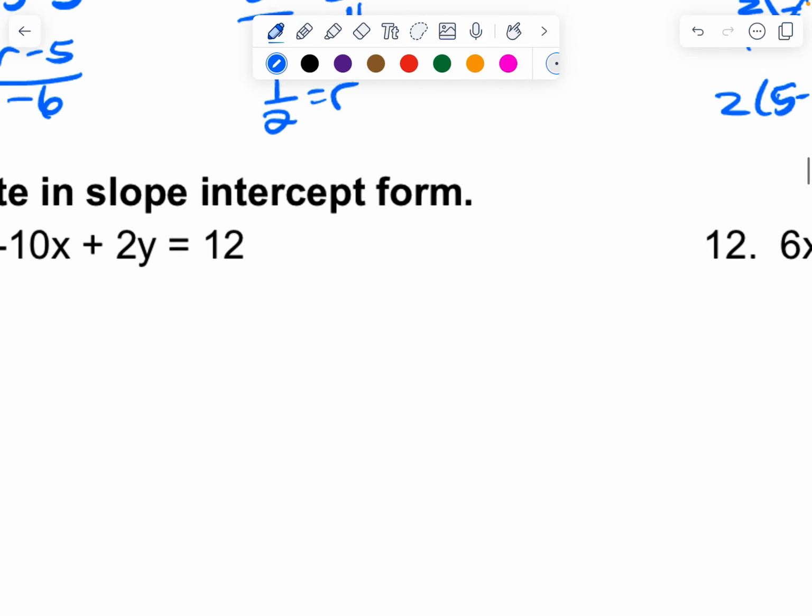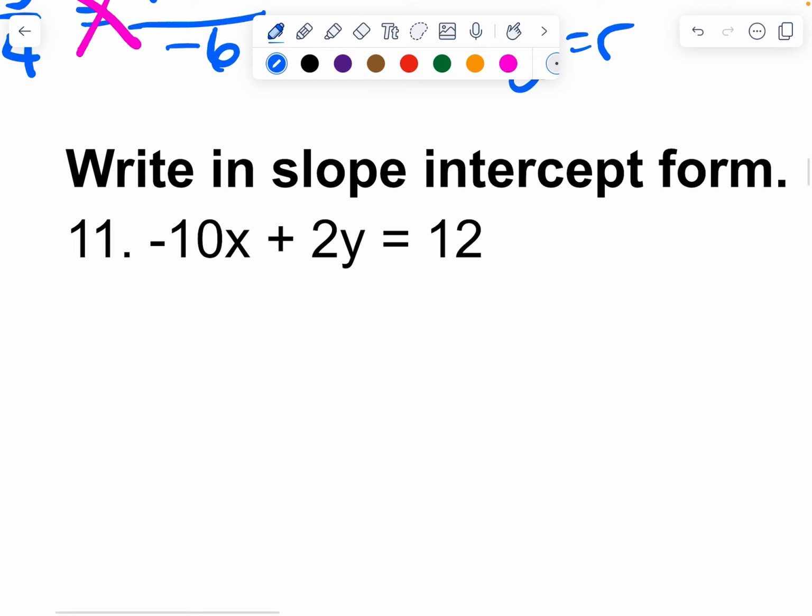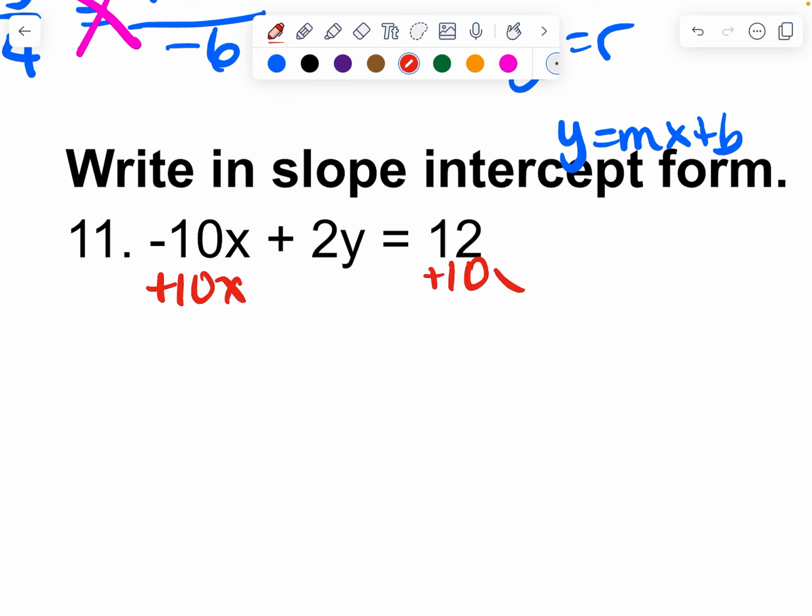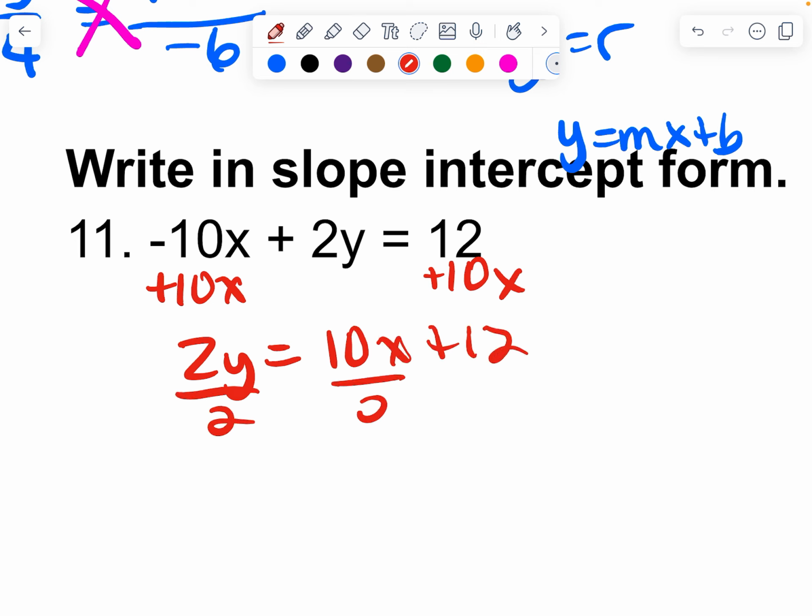Okay. Slope-intercept. That means I'm putting it in y equals mx plus b form. So I'm going to add 10x to both sides. 2y equals 10x plus 12. Divide everything by 2. y equals 5x plus 6.